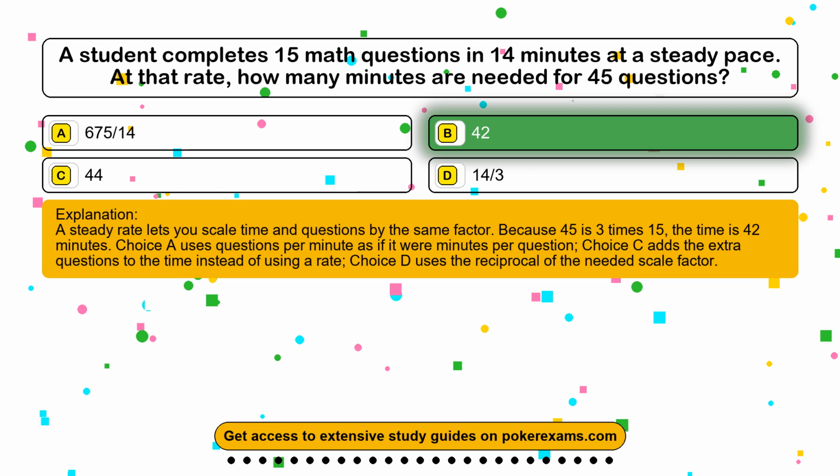A steady rate lets you scale time and questions by the same factor. Because 45 is 3 times 15, the time is 42 minutes. Choice A uses questions per minute as if it were minutes per question, choice C adds the extra questions to the time instead of using a rate, choice D uses the reciprocal of the needed scale factor.